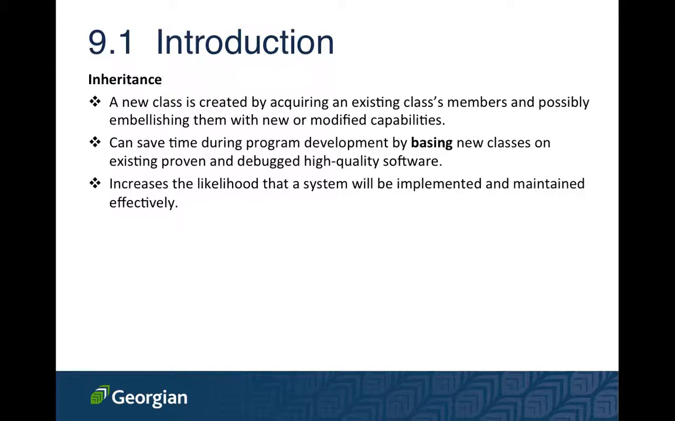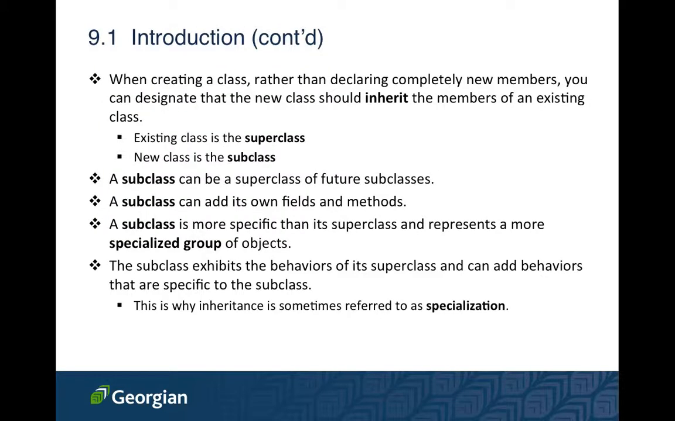So again, we did this already. We said a new class is created by acquiring an existing class's members and possibly embellishing them with new or modified capabilities. Hey, we're making the villain, right? And we can save time by basing new classes on existing classes. That's what we're doing here. We're defining this new subclass, this villain, off of the superclass, which is the hero. And sometimes we call inheritance specialization.